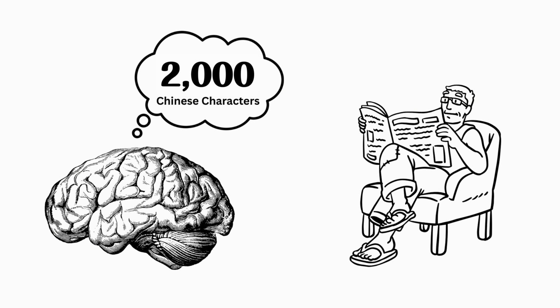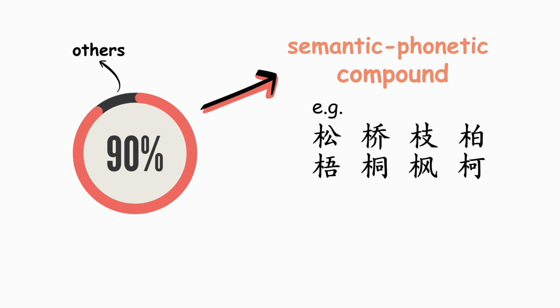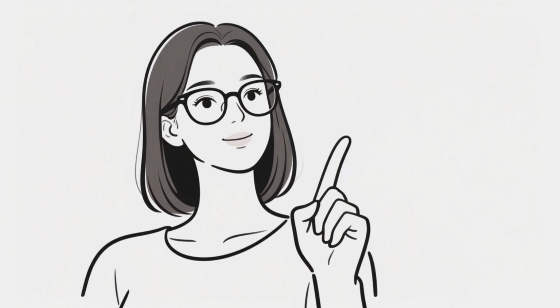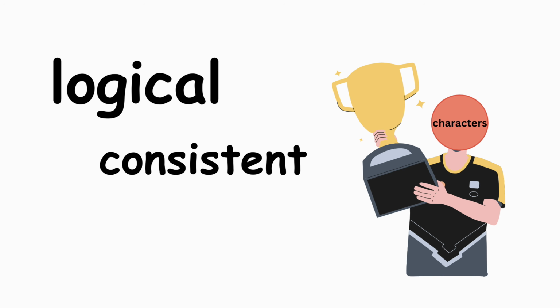In fact, if you know about 2,000 characters, you should already be able to read a local newspaper. Exciting, right? And besides, over 90% of Chinese characters are semantic phonetic compounds, which means they give clues to both meaning and pronunciation. So learning Chinese characters is really not that difficult. And you know what? Chinese characters as a whole form a very logical, consistent system. This is also true for Chinese vocabulary. You can often clearly see the logic behind the words.